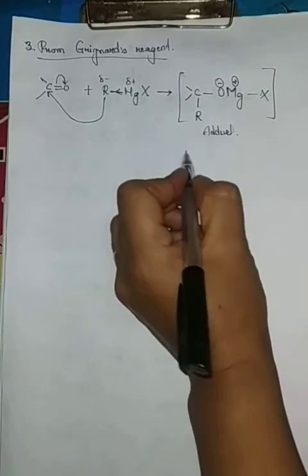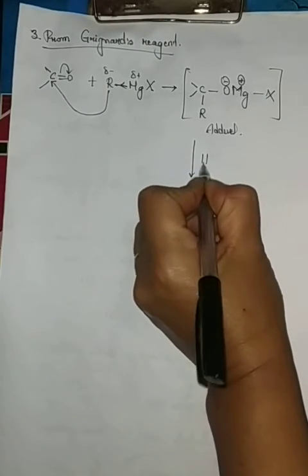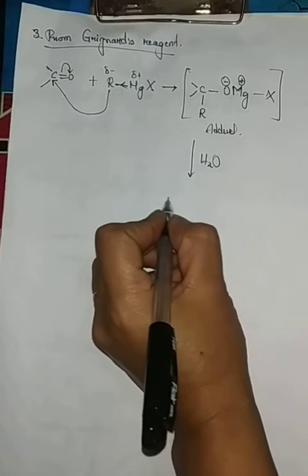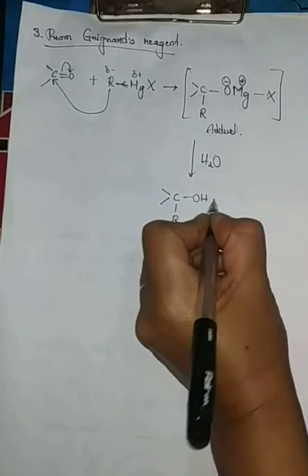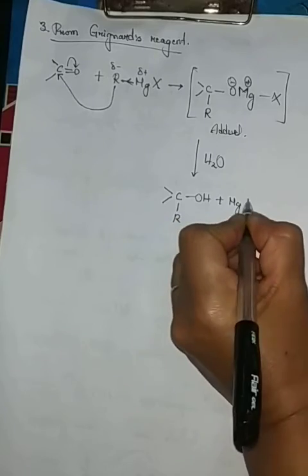Now this addition product undergoes hydrolysis to give us our alcohol, and Mg(OH)X is removed.